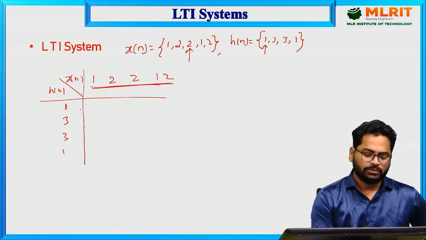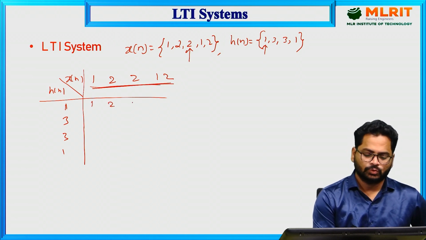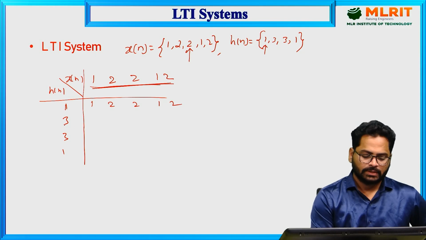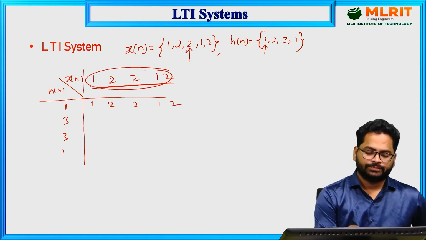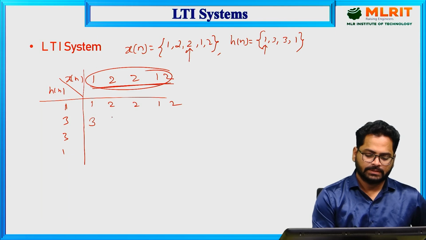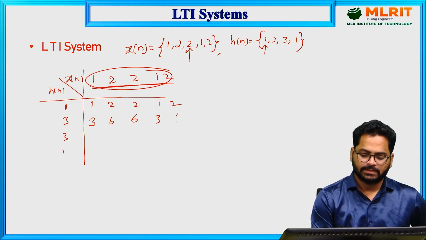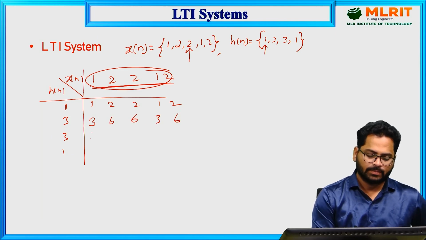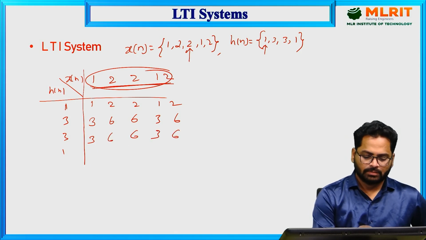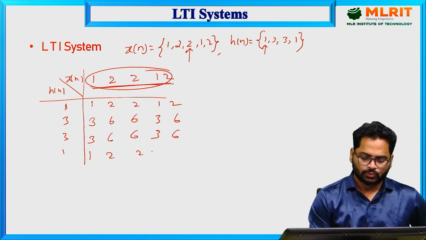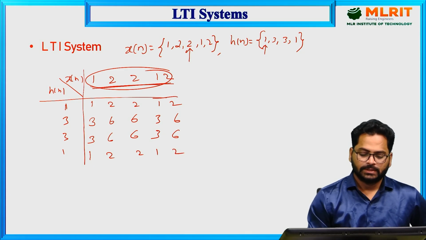So first row, that is 1 multiplied by 1 2 2 1 2. Next, 3 multiplied by this entire row, so 3 6 6 3 6. Next, 3 multiplied by the same row, that means you will get the same values. Then 1 multiplied by the same row, that means 1 2 2 1 2. So this is the signal you have.